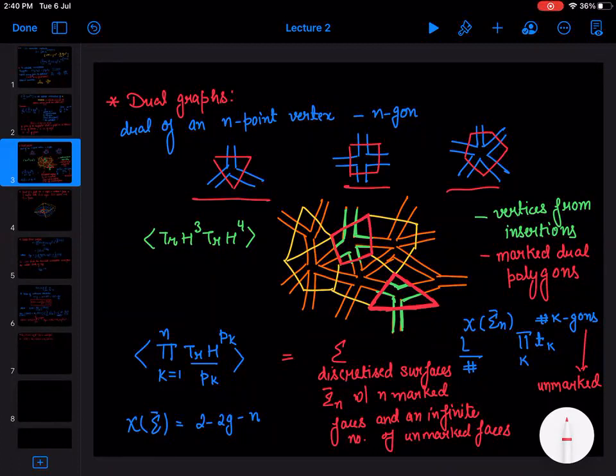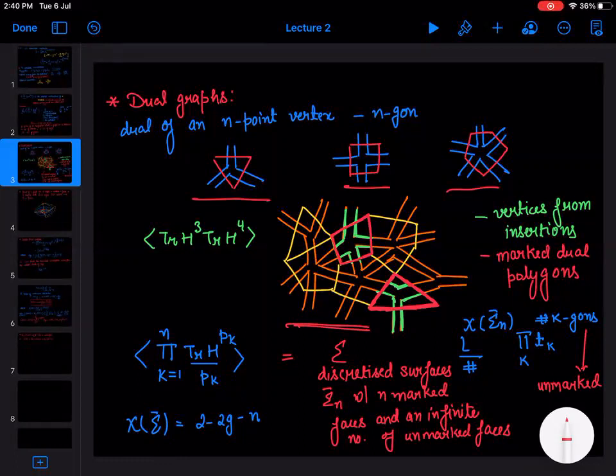If we have some arbitrary ribbon graphs like this, then we can just keep on drawing the duals of each of these vertices. And ultimately what we are going to get is a surface which is discretized with some polygons. So we can also say that the correlators are just given by a sum over some surfaces of genus G which are discretized with some polygons.